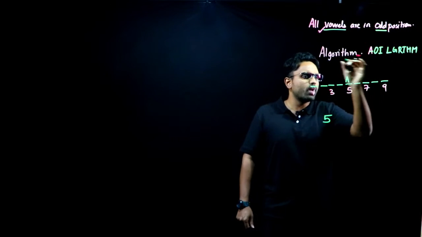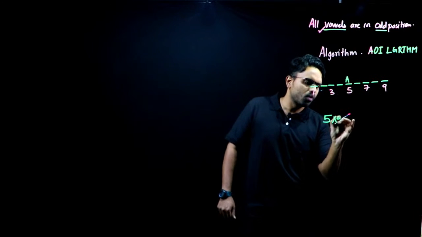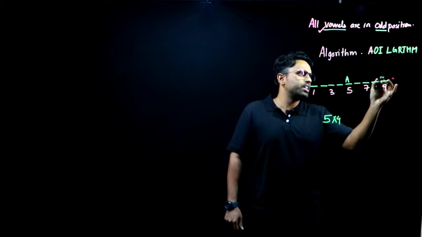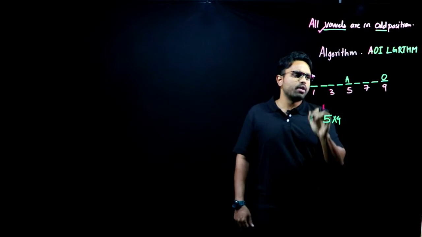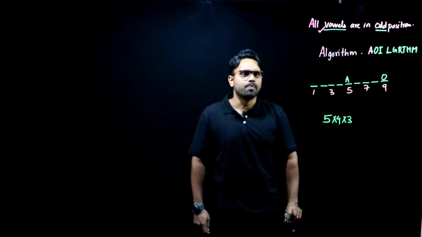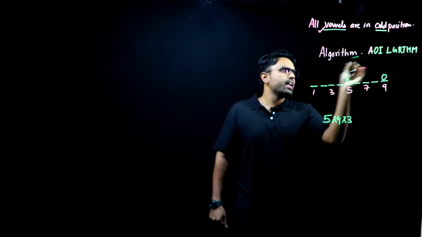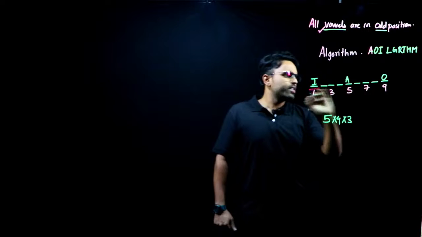Now, when the second vowel walks in, how many different ways can he sit? He can sit in 4 different ways. Let me say O is sitting here. Now, when the third vowel walks in, how many different positions can he occupy? 1, 2, 3. So he can sit in 3 different ways. Let me say I is sitting here. Now, what is done? All vowels in odd position is done.